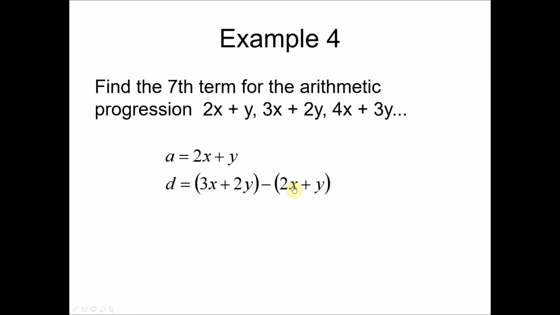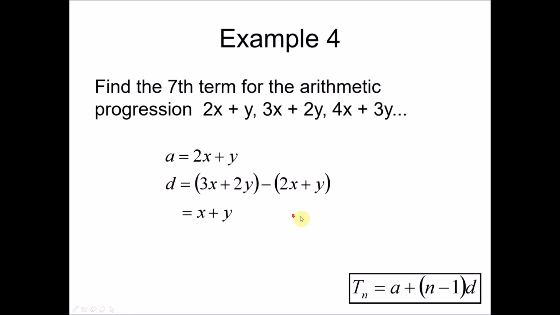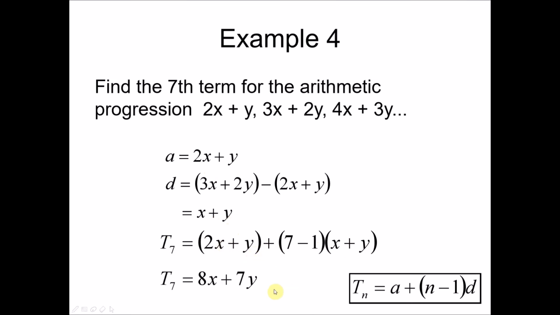So 3x minus 2x, you get x. 2y minus y, you get y. So the common difference is x plus y. Fill in the values into the formula. Seventh term means T7, with 7 here. So T7, a is 2x plus y, 7 minus 1, d is x plus y. Simplify this, and you get T7 equals 8x plus 7y.